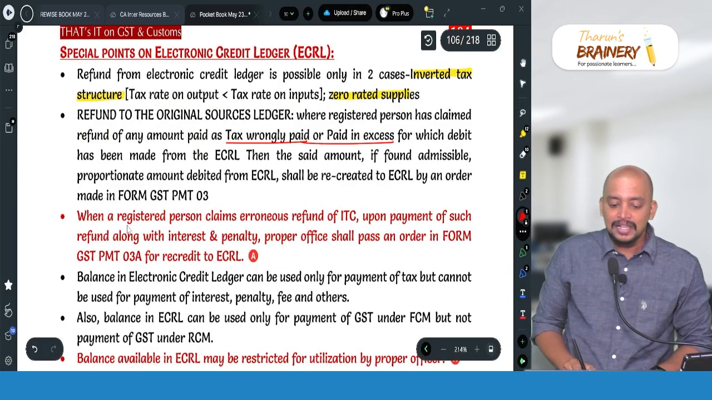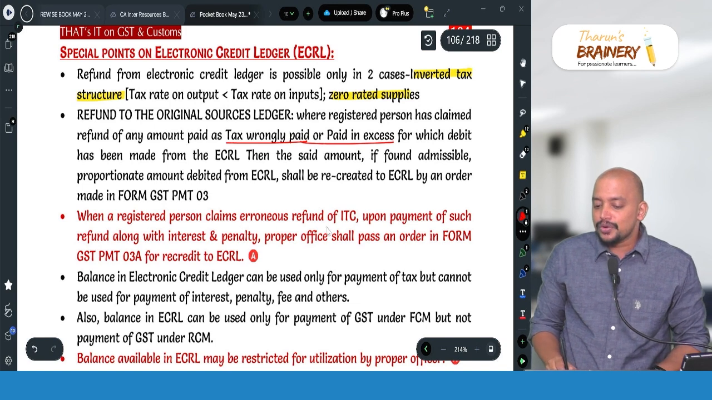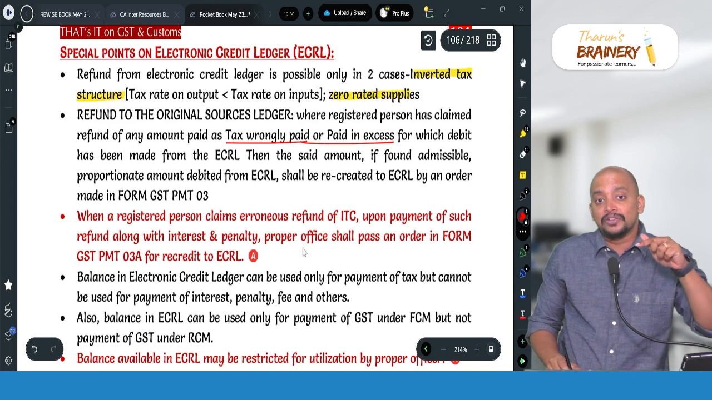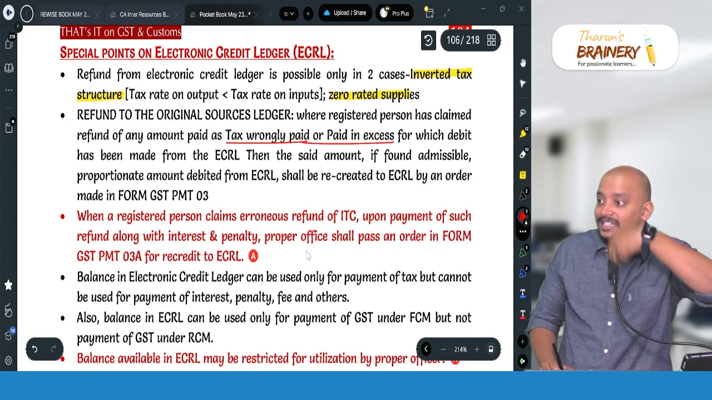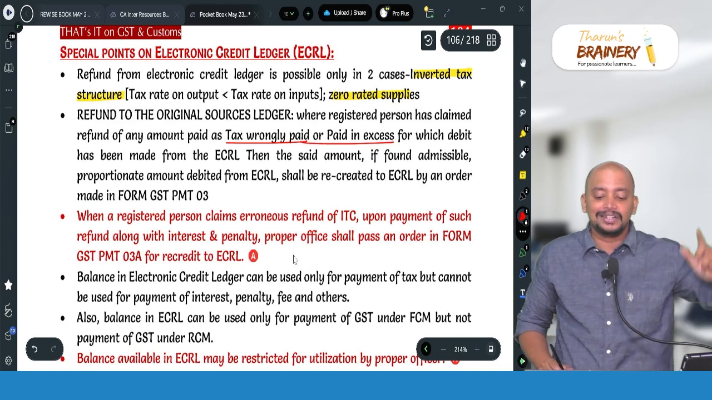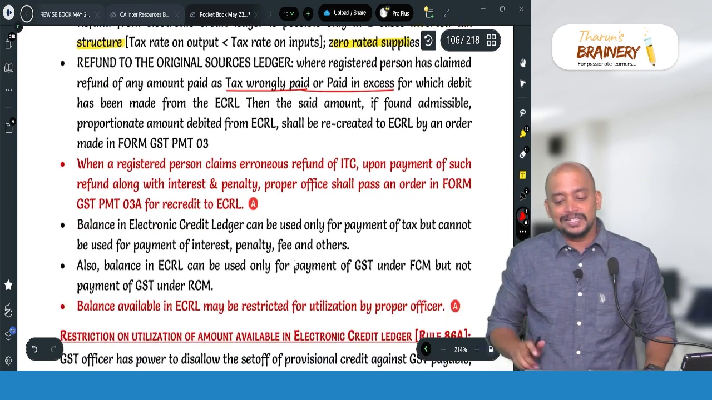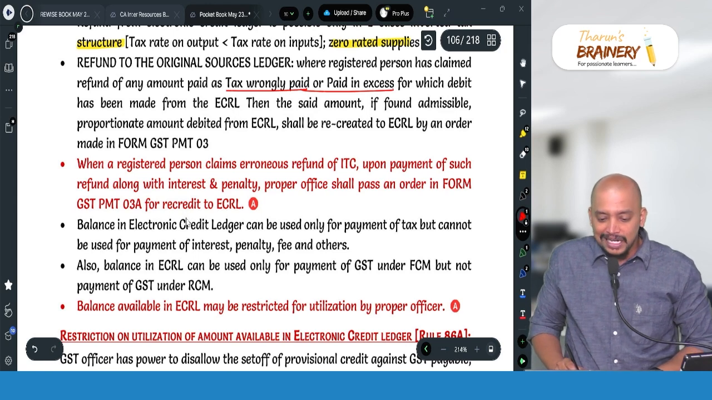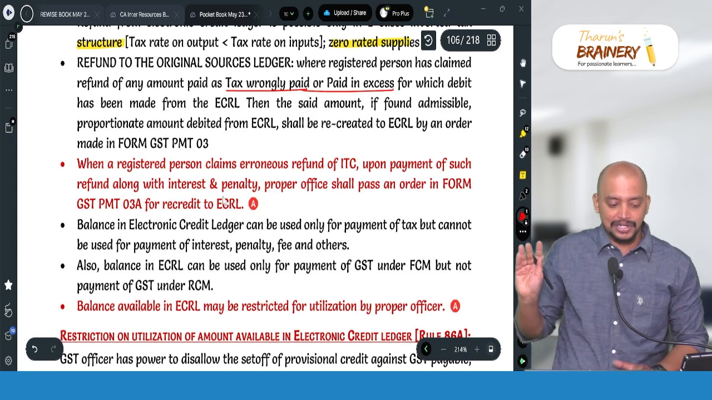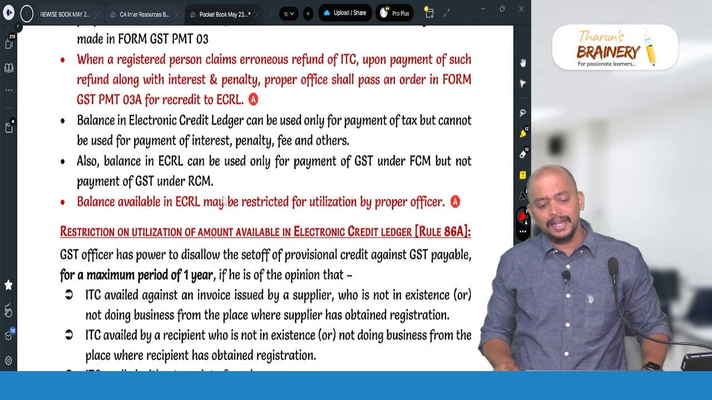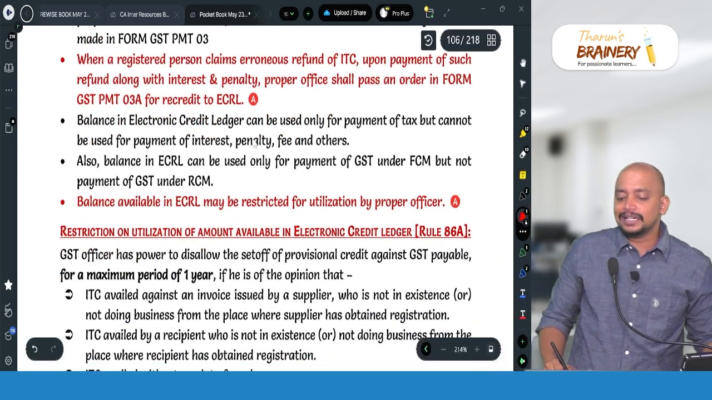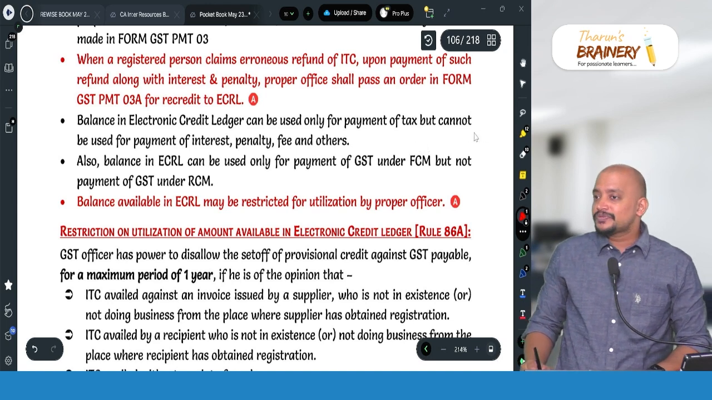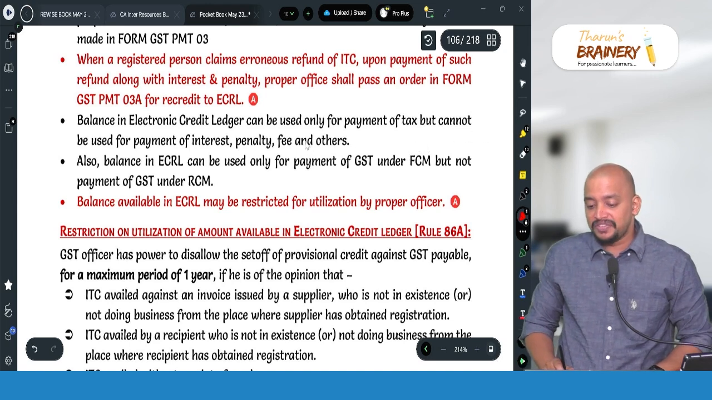So say this: when a registered person claims erroneous refund of ITC, upon payment of such refund along with interest and penalty, returning that refund along with interest and penalty, proper officer shall pass an order in form GST PMT 3A for recredit into electronic credit ledger. Okay. Then balance in electronic credit ledger can be used for payment of only tax, but cannot be used for payment of interest, penalty, fee and others.